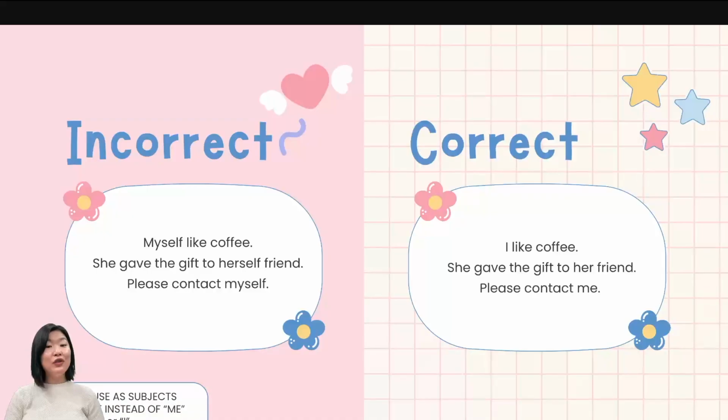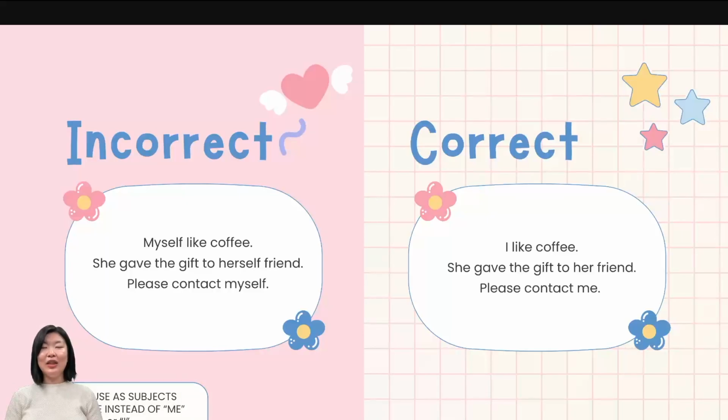She gave the gift to herself friend. You don't want to say she gave the gift to herself friend. It does not make sense. Instead, you might want to say she gave the gift to her friend. Please contact myself. Here too, you cannot say please contact myself and use myself on its own. It will be best for you to say please contact me.